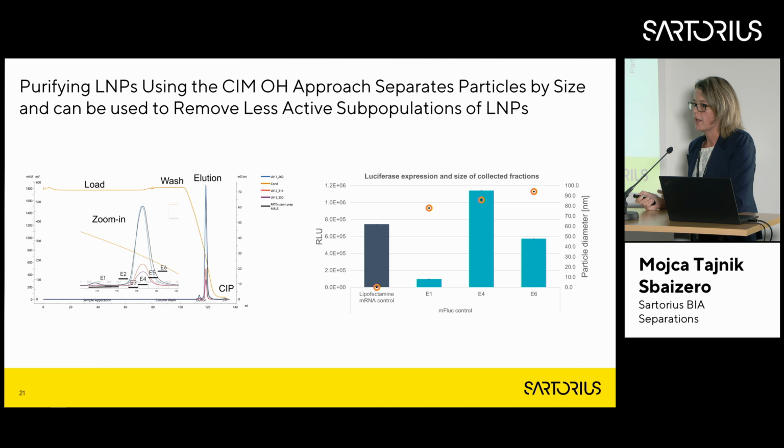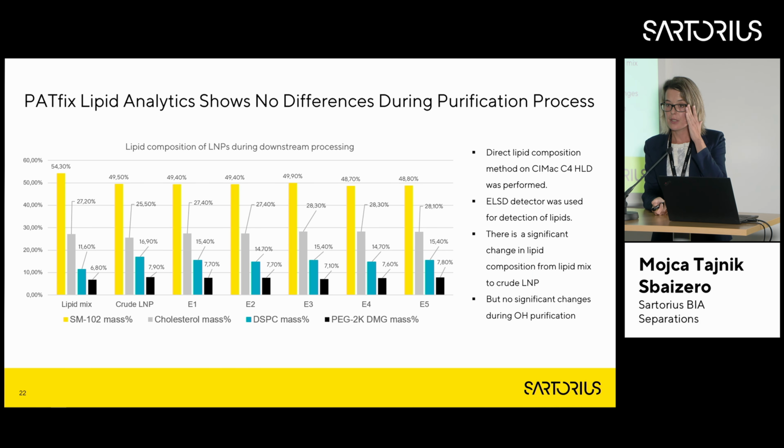So for example, if you can accept a little lower recovery, you can cut away some sides of the peak and you will get higher overall activity. Or, for example, we also got size separation. Different subfractions have different sizes. So during the elution, the size of the LNPs increased. If you would like to achieve a very finely tuned separation, you can also consider adding this separation to your purification.